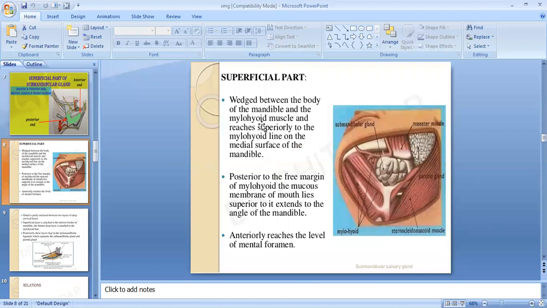The superficial part is wedged between the body of the mandible and the mylohyoid muscle, and reaches superiorly to the mylohyoid line on the mandible. Posterior to the free margin of the mylohyoid, the mucous membrane of the mouth lies. Superiorly it extends to the angle of the mandible. Anteriorly it reaches the level of the mental foramen.